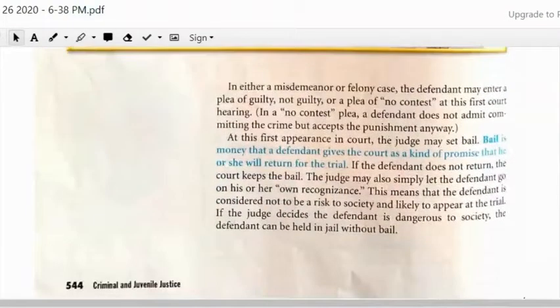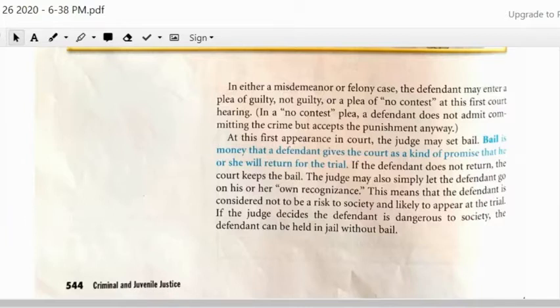Okay, so going on. In either a misdemeanor or felony case, the defendant may enter a plea of guilty, not guilty, or a plea of no contest at this first court hearing. In a no contest plea, a defendant does not admit committing the crime but accepts the punishment anyway.